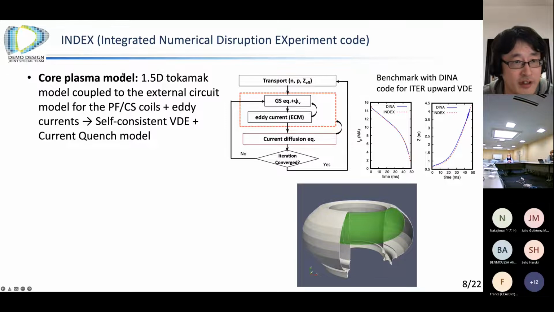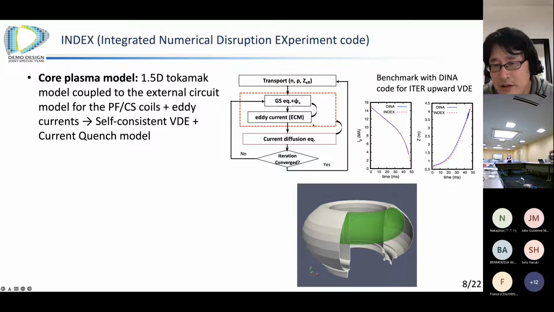Okay, so the numerical code used in this work is INDEX. This is the integrated simulation code for the disruption. And the model is very simple. And the core plasma is relying on some 1.5D tokamak model. But the key feature of this code is that the code can couple to the external circuit with some iteration of the Grad-Shafranov equation and the external current circuit equation. And this allows the self-consistent simulation of the VDE and current quench model.